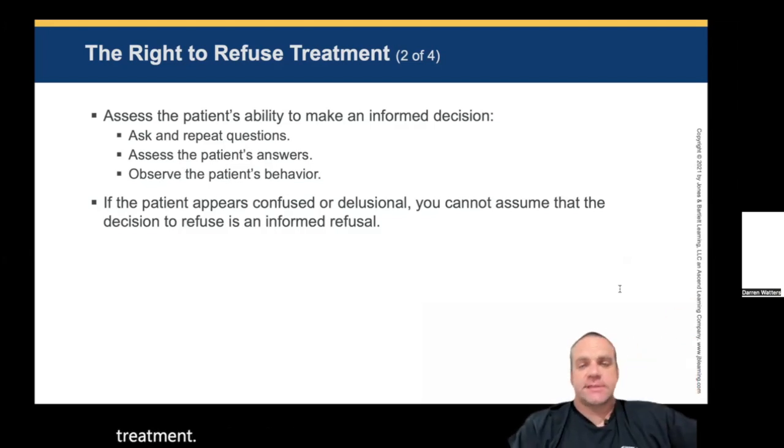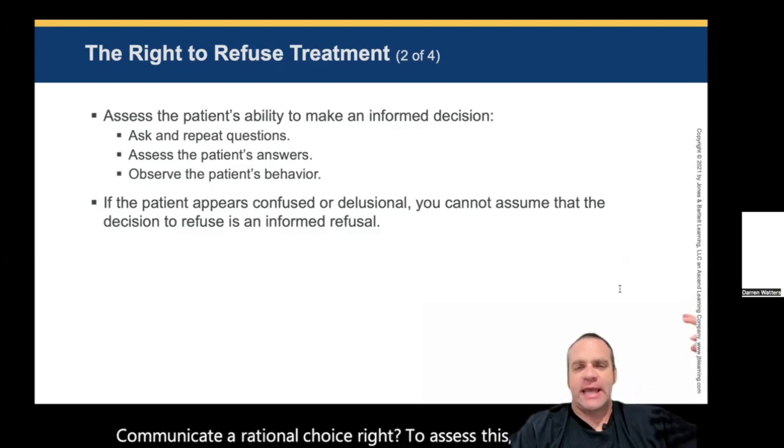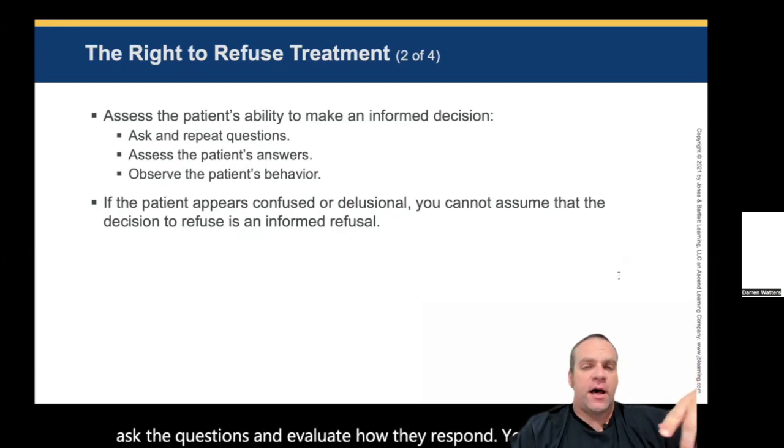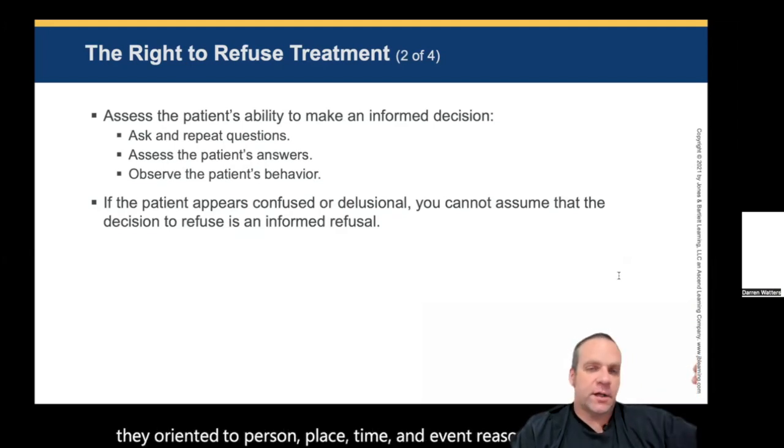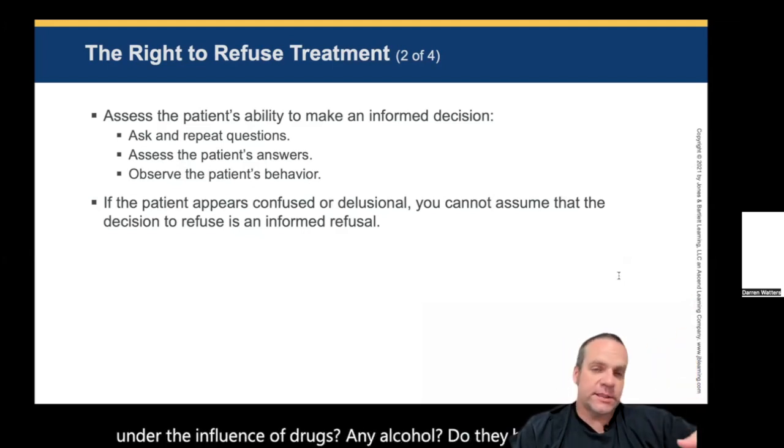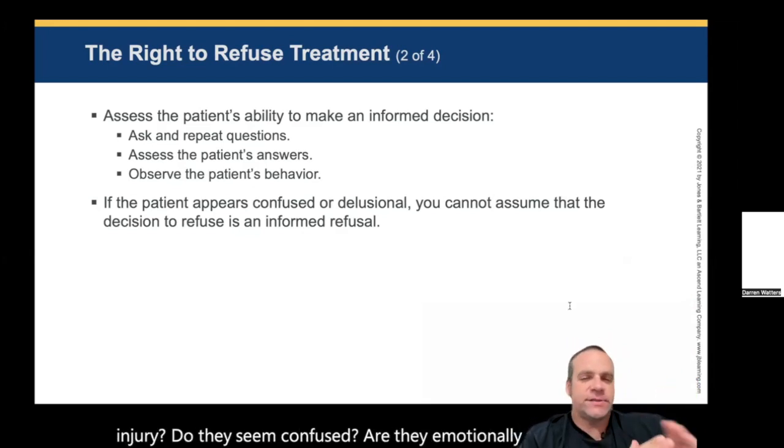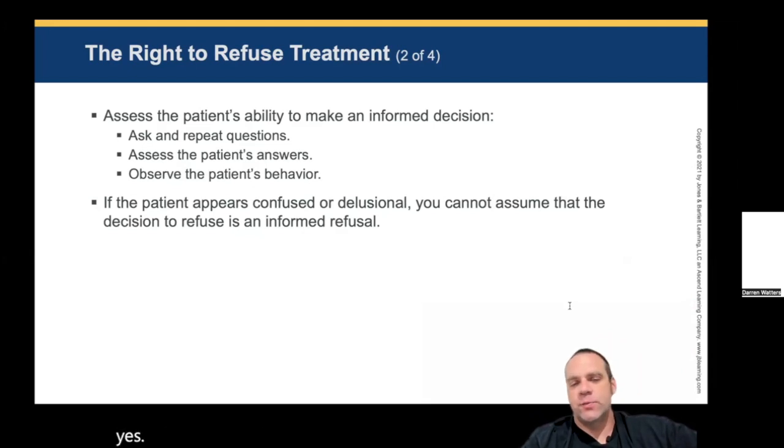To assess this, you need to ask the questions and evaluate how they respond. Are they oriented to person, place, time, and event and reason? Are they under the influence of drugs or alcohol? Do they have a head injury? Do they seem confused? Are they emotionally unstable, mentally altered? If the answer to any of those questions is yes, then you cannot assume the refusal is informed, and implied consent may apply.